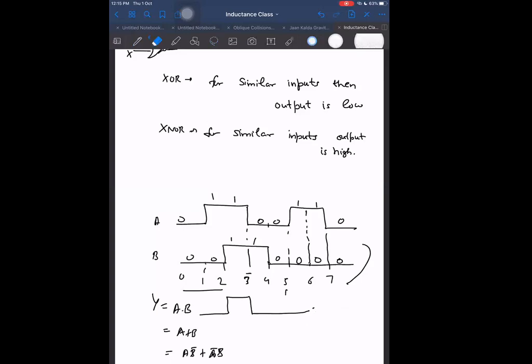Not for OR gate, for AND gate. What about for OR gate? For OR gate, this is 0 to 1, 3. 0, and then up to 4, 1. And 0 plus 0, 0 to 1. First of all, 0 to 1, 0.